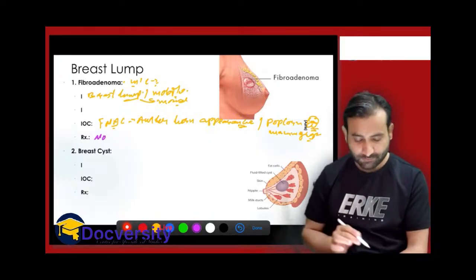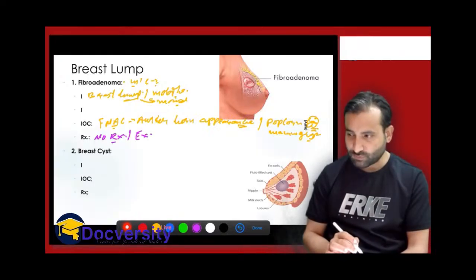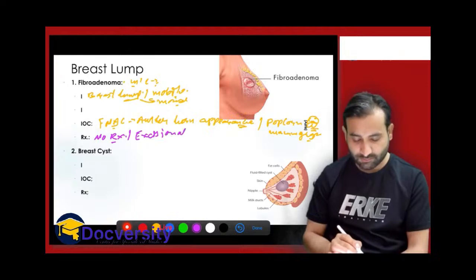And what is the treatment? The treatment of choice is this one. No need for any treatment, right? You don't need any treatment. Sometimes if it is bothering you, then you can go for the excisional biopsy.